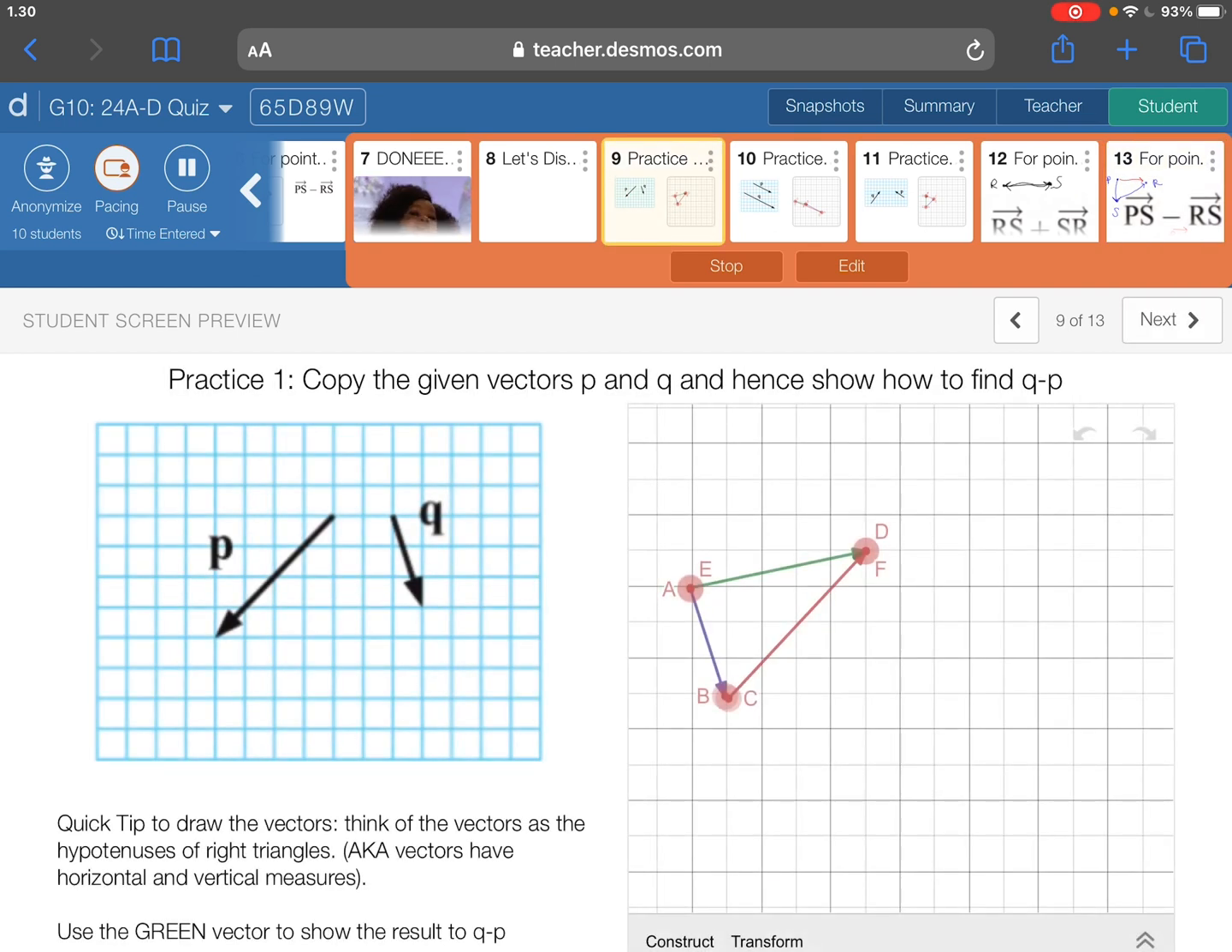So again, to mention, Q minus P, even though you know it's negative P plus Q as well, I want you guys to follow the question. If they say Q is first, do Q first, and then add the negative P.